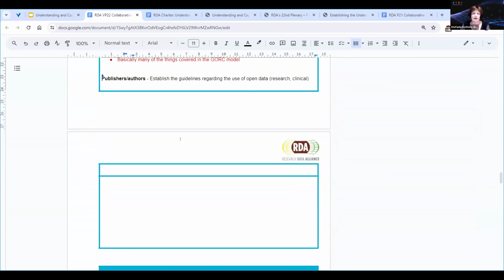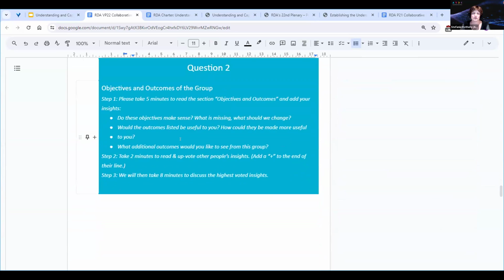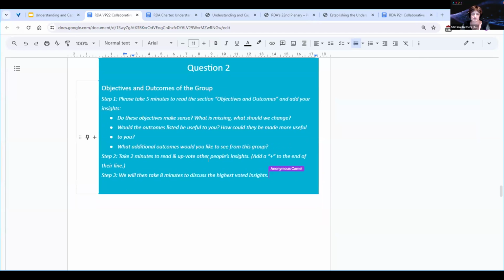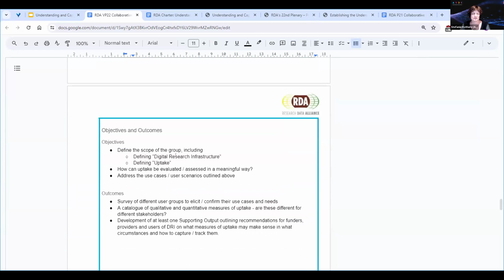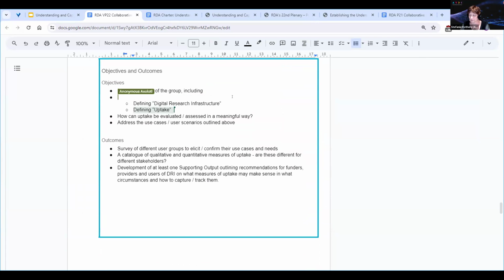Yes, that is true. And that's actually leading us to the next question, which is the objectives and outcomes of the group. So again, if you wouldn't mind taking a couple of minutes to read the section and add your insights on this. And one of the things that we wanted to talk about there was, what are we actually trying to do with this group? So what's the scope? So on the one hand, I think we need to define what we mean by digital research infrastructure, because that seems to be one of those words where everyone thinks they know what it means, but no one has really defined it properly.